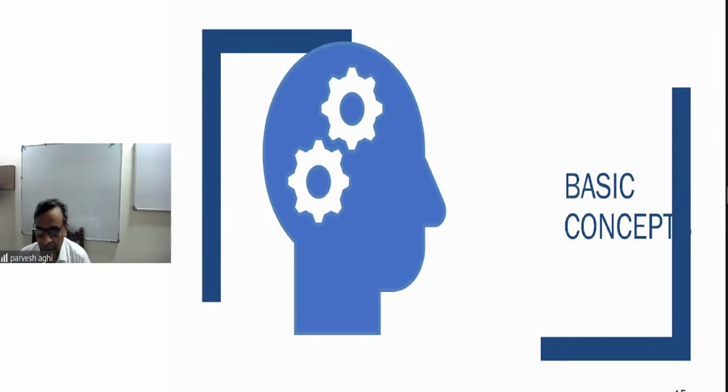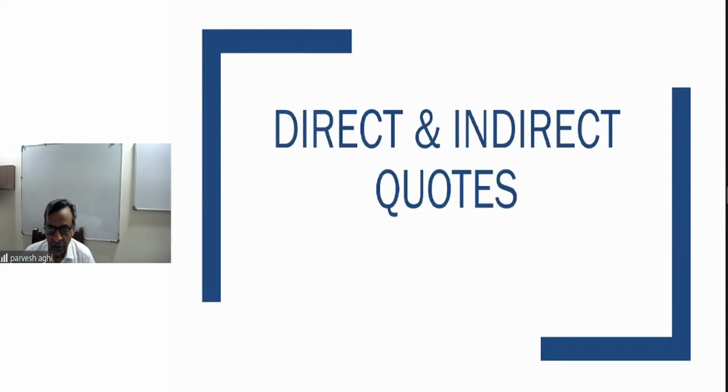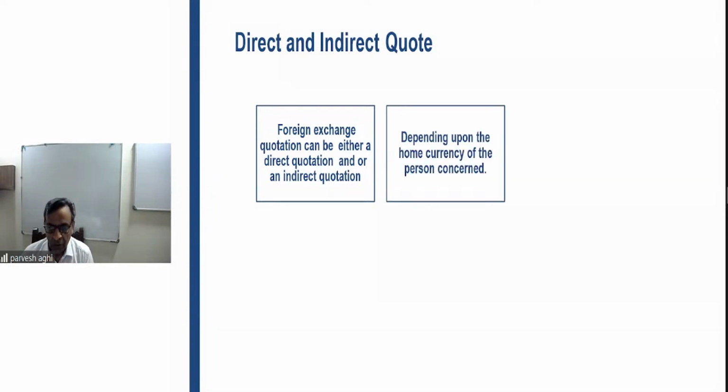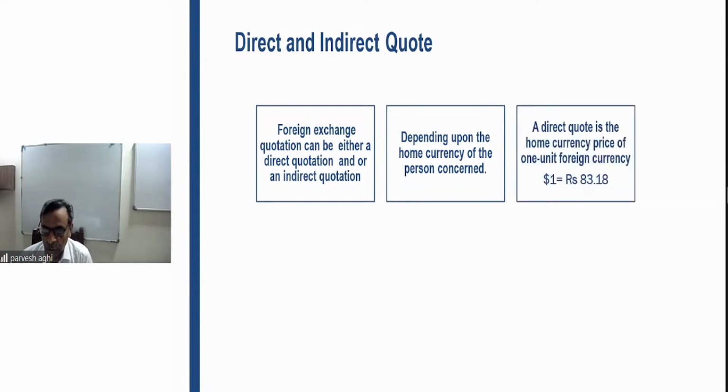and understand your queries. So, basic concept: we talk about direct quotes and indirect quotes. Foreign exchange quotation can either be a direct quotation or an indirect quotation, depending upon the home currency of the person concerned. A direct quote is the home currency price of 1 unit of foreign currency, like $1 is equal to 83.18. So this is a direct quote.